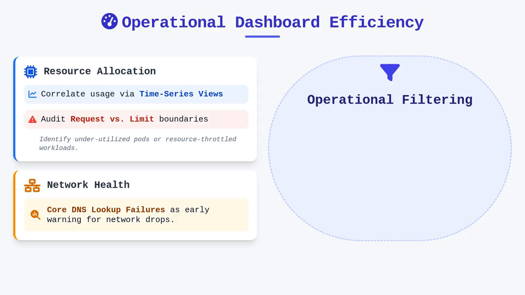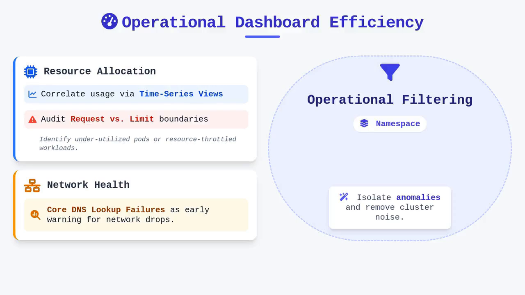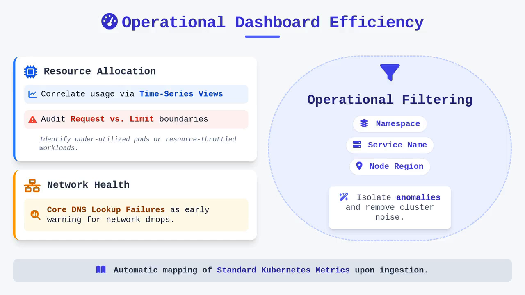By setting operational filters, you can narrow your focus to specific deployments that may be misbehaving, filtering out the noise from the rest of your production cluster. These filters are not mere cosmetic wrappers, but powerful tools that allow you to isolate anomalies based on dimensions such as namespace, service name, or node region. Utilizing these tools effectively requires a deep understanding of standard Kubernetes metrics terminology, which the platform maps automatically upon ingestion.